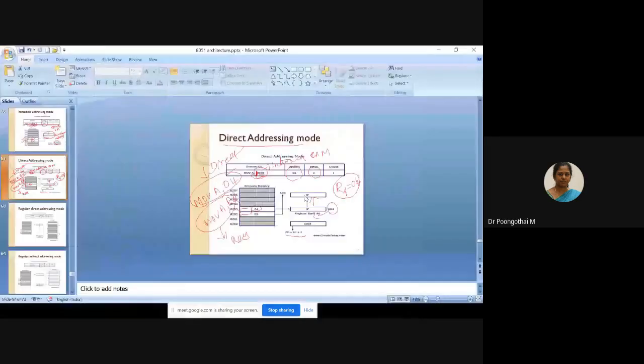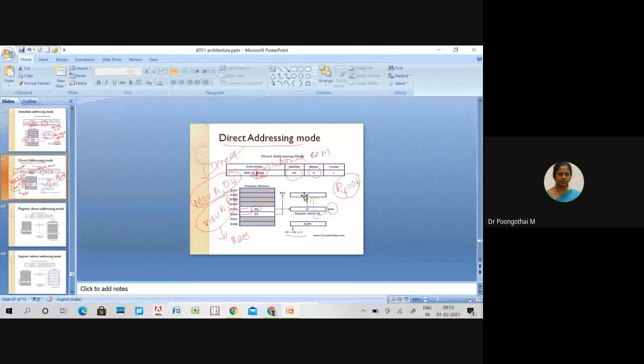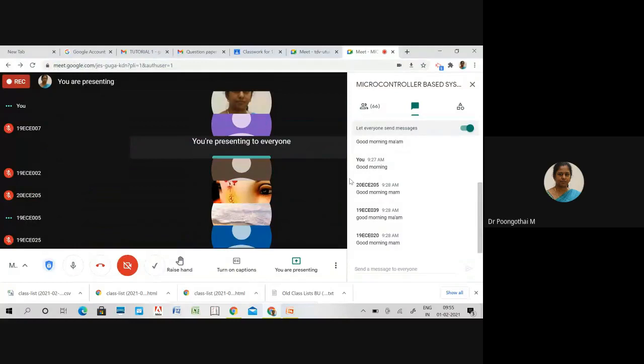Any doubts? Can you differentiate immediate addressing mode and direct addressing mode? Students, please reply. Yes, it is based on the symbol only. If the symbol is present, you are going to transfer 8-bit data. If the symbol is absent, you are going to transfer the content of the internal address to your register. That is the difference.